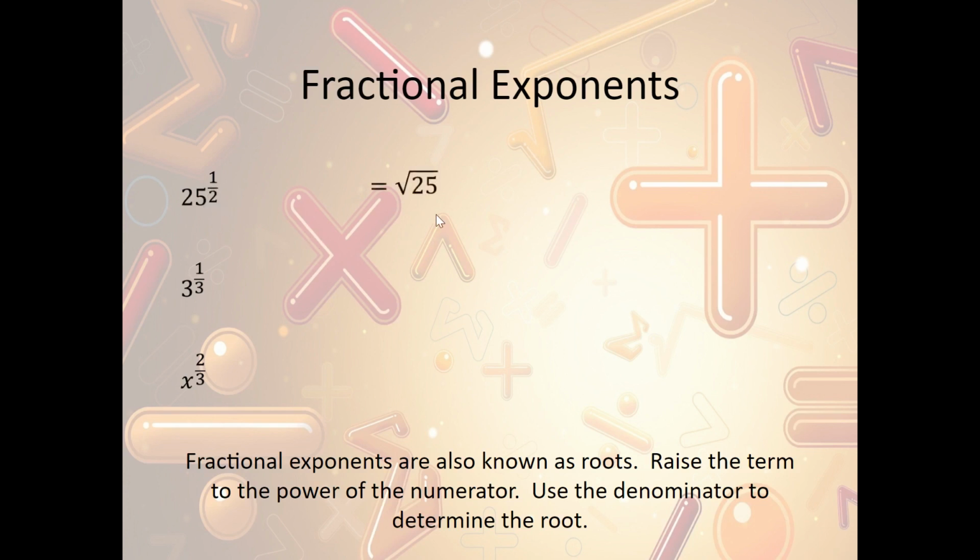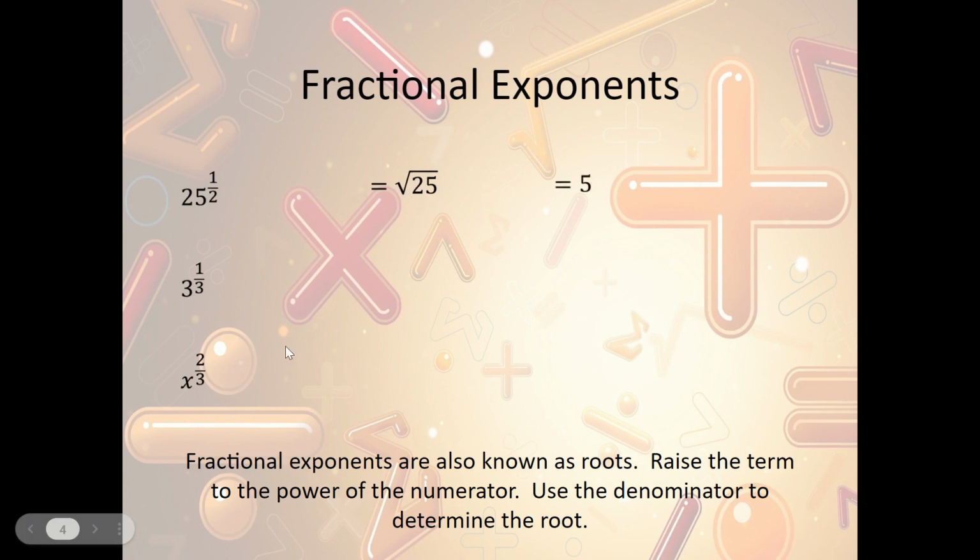So the way that looks is we're going to have 25 to the first power, which is just 25. And then we're going to take the square root of that, just like this. So we need to know what number multiplied by itself gets 25. Well, we know that 5 times 5 is 25, so the square root of 25 is 5.